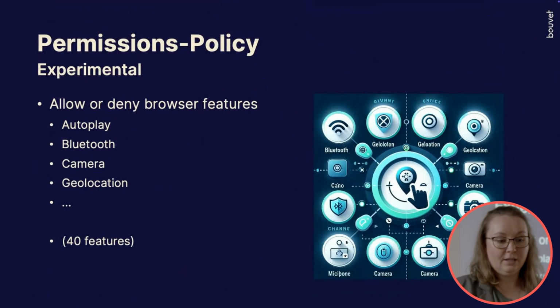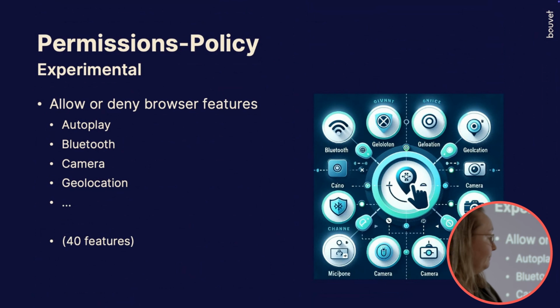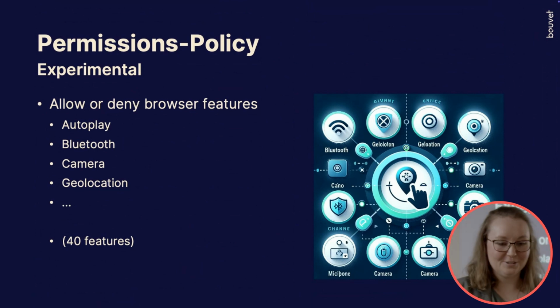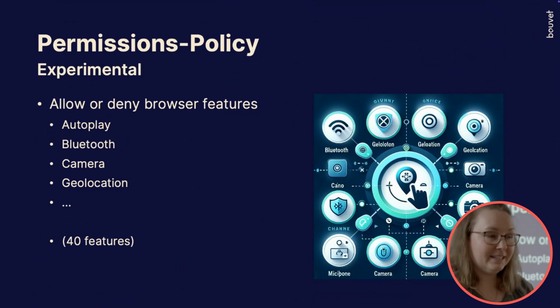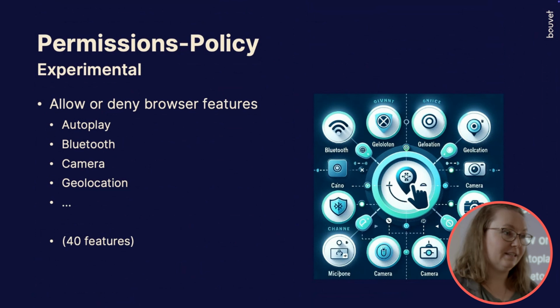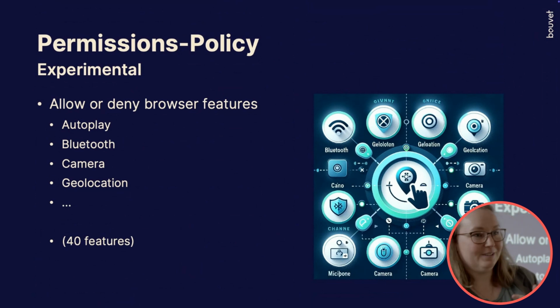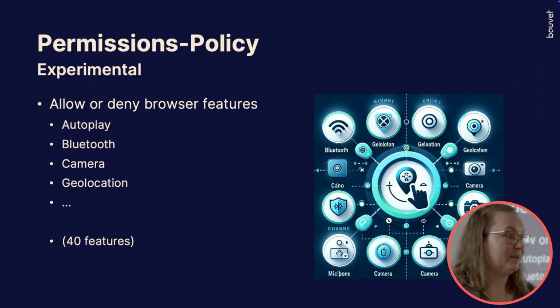And the last one, before a demonstration, is the permissions policy. It's experimental, but it can allow or deny browser features to be used. For example, autoplay, Bluetooth, camera, geolocation. There are 40 other features as well, so I didn't care to list everything. But I mentioned this because OWASP recommends that you disable all features that your site does not use and allow those you need to. Because attackers can use it, even though it's experimental and maybe won't work very well in your application.